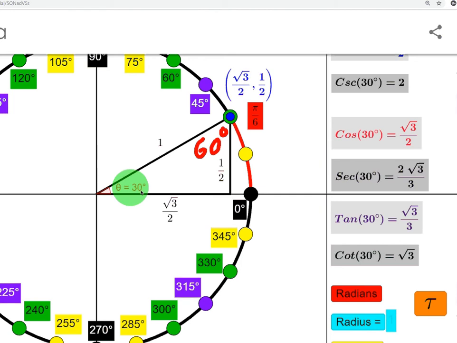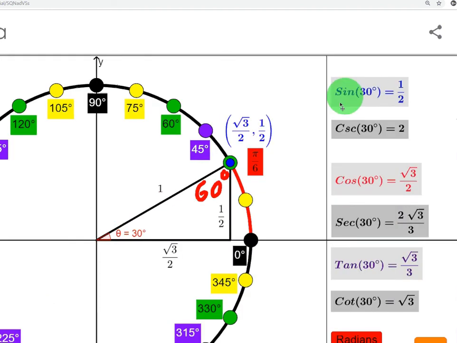If we want to know the sine of 30, and we visualize this on the unit circle, this triangle right here, we go to the opposite side, which is 1/2, and divide by the hypotenuse. 1/2 divided by 1 equals 1/2. Therefore, the sine of 30 is equal to 1/2.